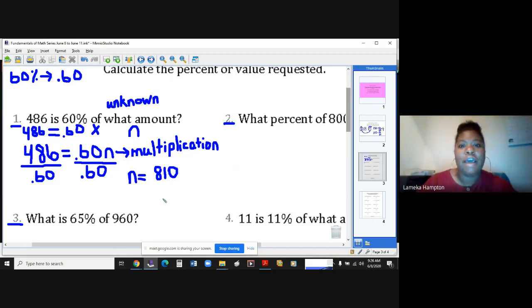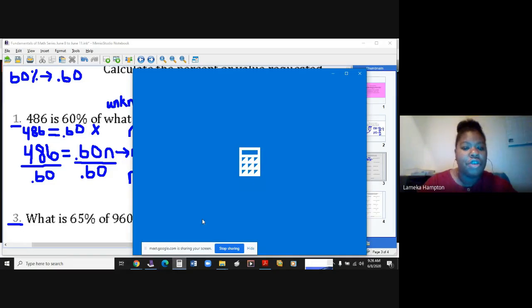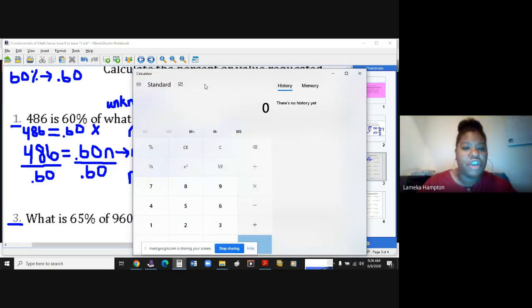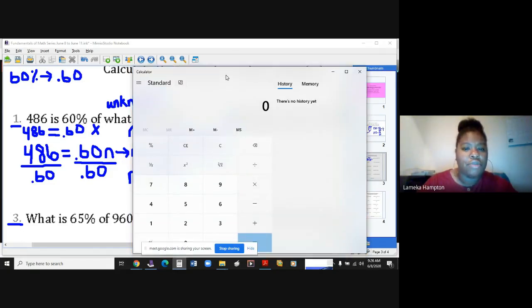Okay, so that is my answer for this particular problem, meaning if I were to substitute 810 back into where it says what amount, my answer should come out to be 486. But let's try it on the calculator just to see, and just to make sure. So again, you always want to check your answers no matter what problem you're working on.